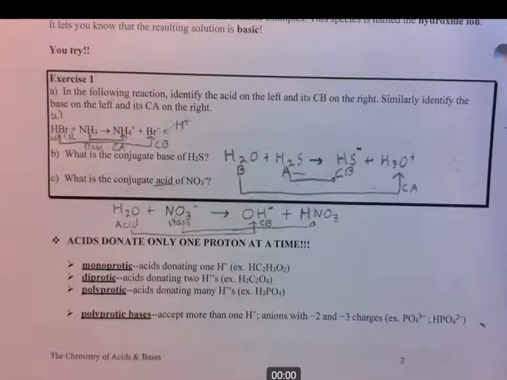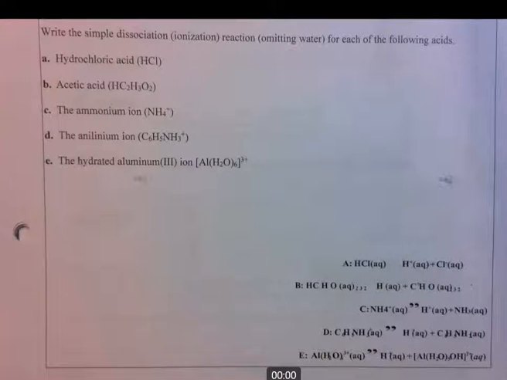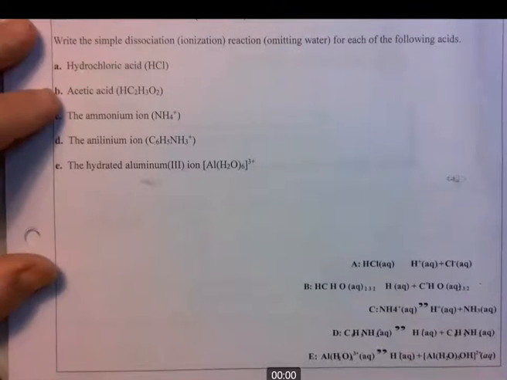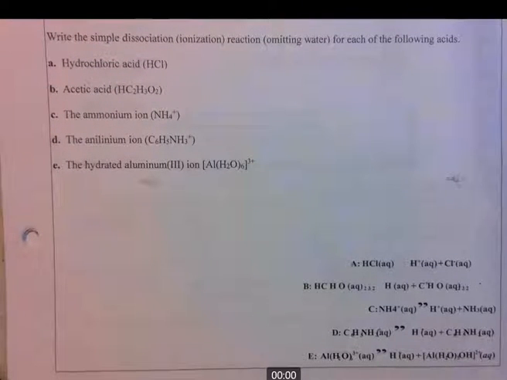So please do that. Okay, so exercise 2, which is on page 3, says write the simple dissociation ionization reaction omitting water for each of the following. Well, I like to do it with water. Okay, sorry, I want to do it with water, but I'll just talk you through what it looks like without water. So you're going to put hydrochloric acid into water. That's a strong acid. There are 6 strong acids that you should memorize, and we'll go over those at a later time, but hydrochloric is one of them. And so that totally dissociates, totally breaks apart.